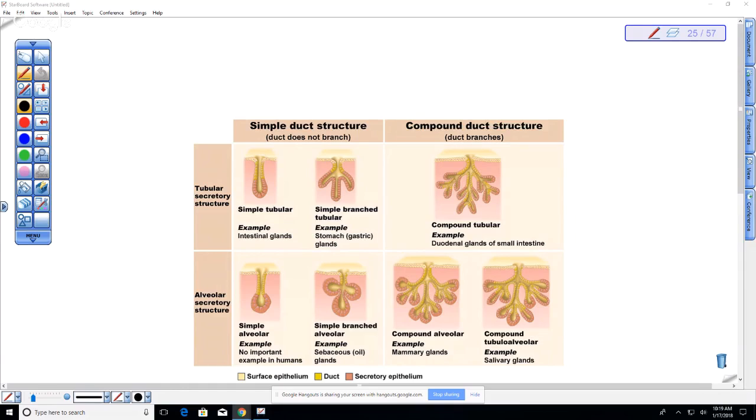And notice that they talk about the tubular and the alveolar. And the alveolar just means that they have this structure rather than being straight. Remember, we did a little drawing where we showed where it can be like this, right? And so that's the alveolar.